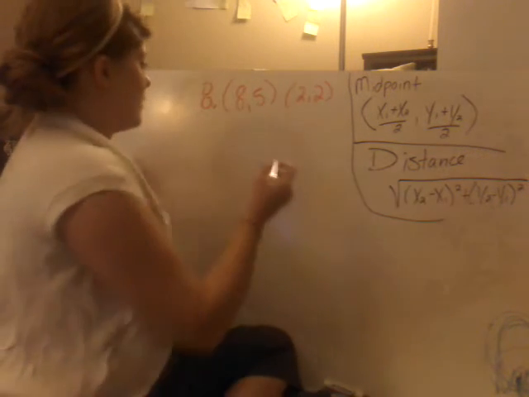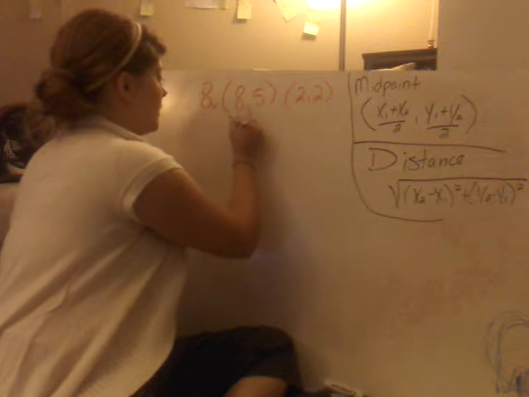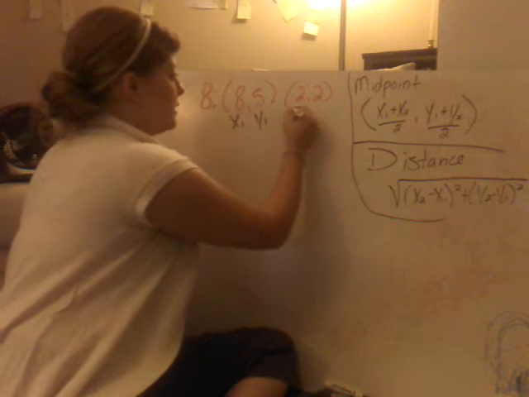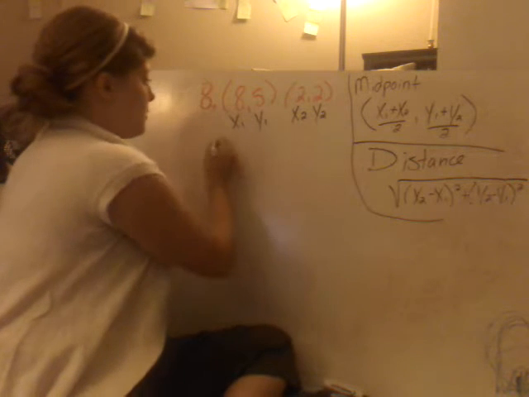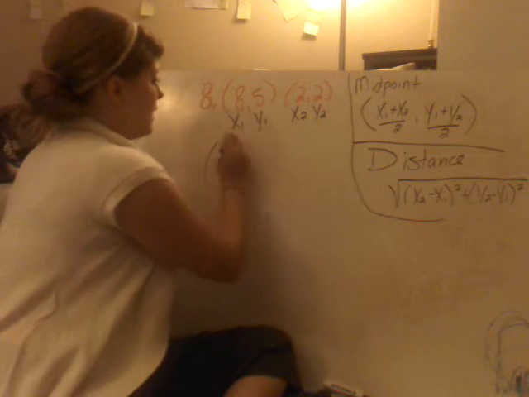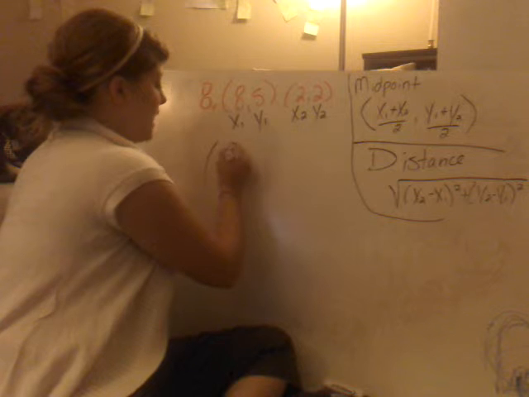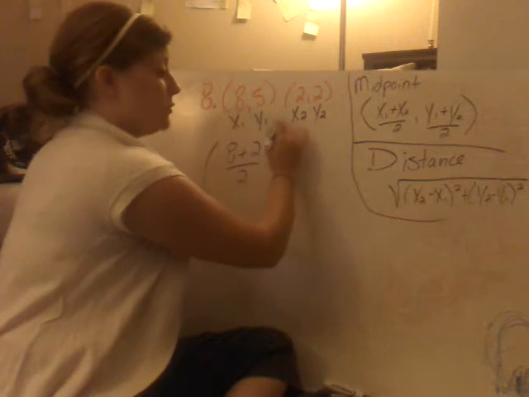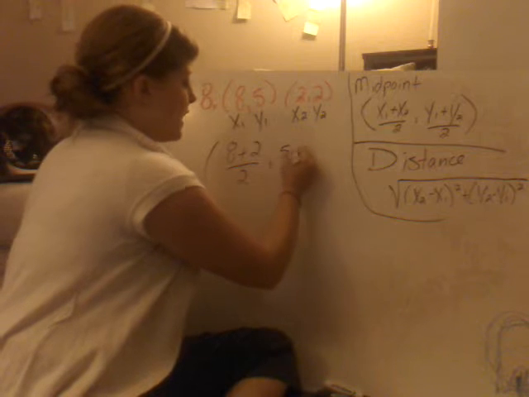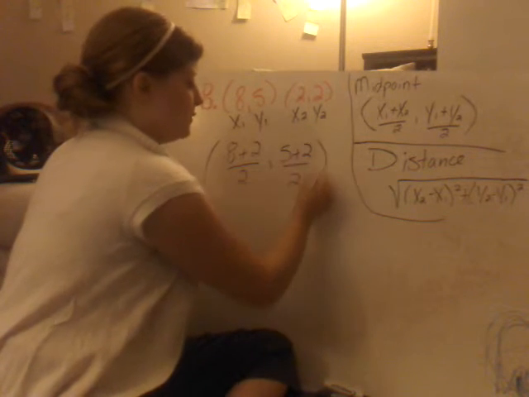Again, the point on my left is going to be my first point, so I'll label it x1, y1, and then the second point is x2, y2. My midpoint formula right here, x1 plus x2 is 8 plus 2 divided by 2, y1 plus y2 is 5 plus 2 divided by 2.